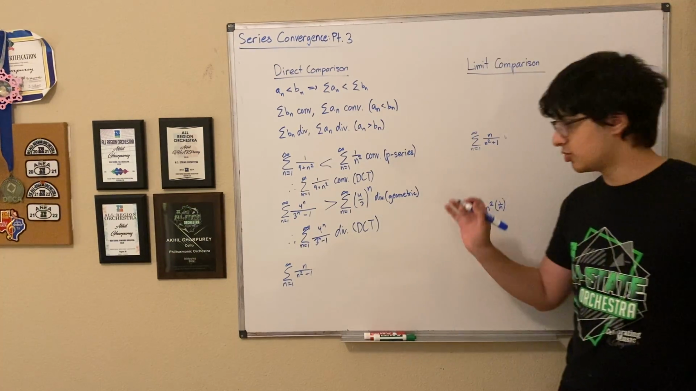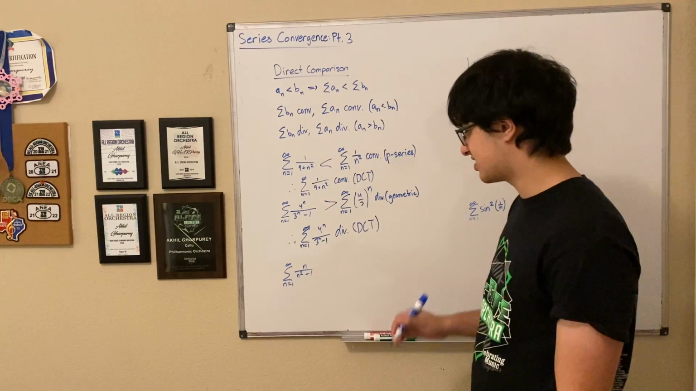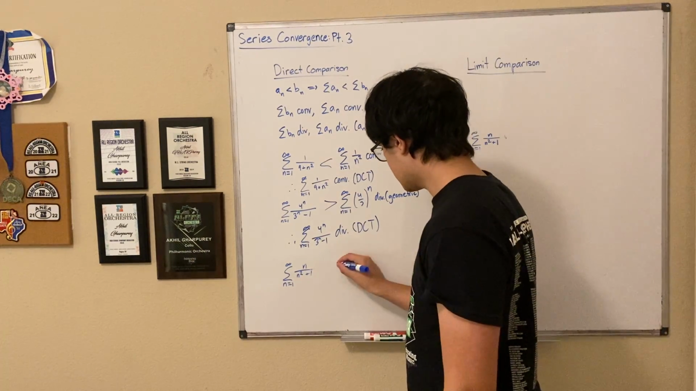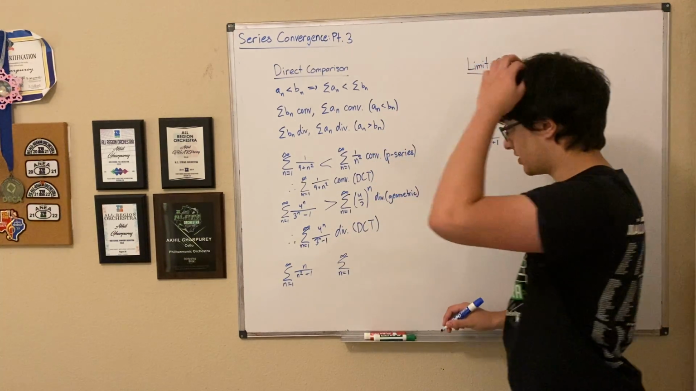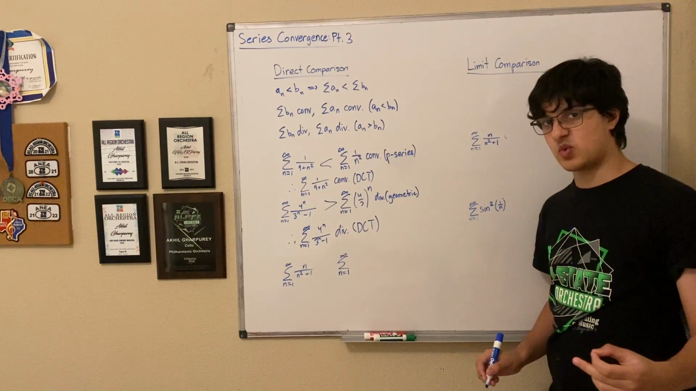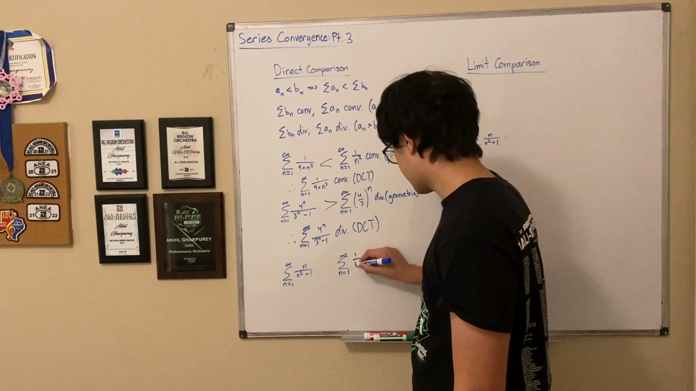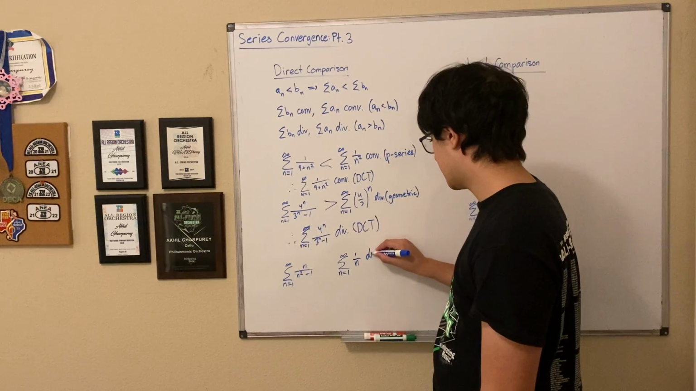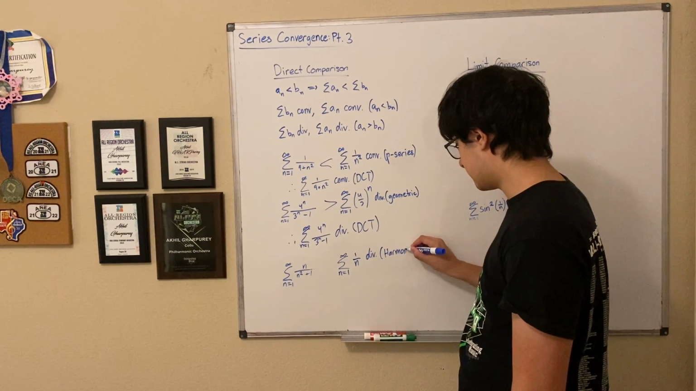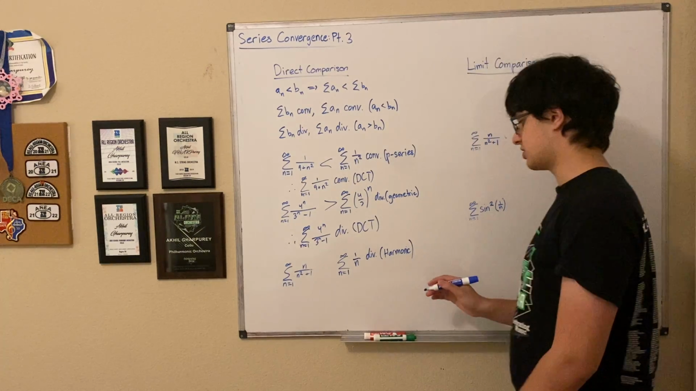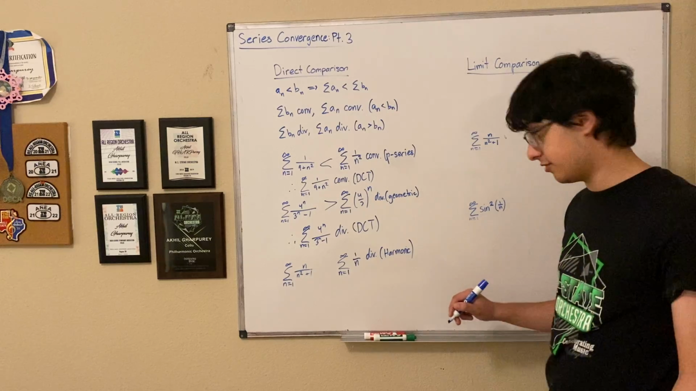Now let's go ahead and move on to our last example here for the direct comparison. This is n over n squared plus 1. So let's try to compare this with the series of n over n squared. But what's n over n squared? That's 1 over n. So we're going to compare it with the series of 1 over n, and we know that diverges because it doesn't pass the p-series convergence, and it's also the harmonic series, and the harmonic series is a known divergent.